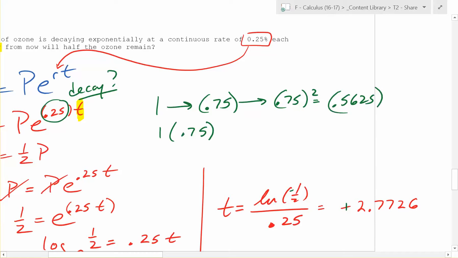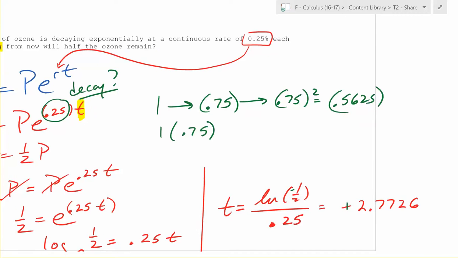How much did we want to have left? Point 5. So it should be a little bit more than 2 years. How much more than 2 years? 2.7726. We found it exactly. So when it's decay for continuous interest, the rate needs to be negative.